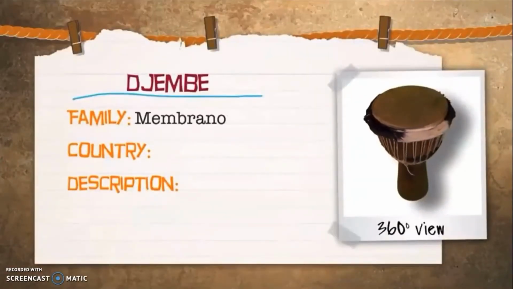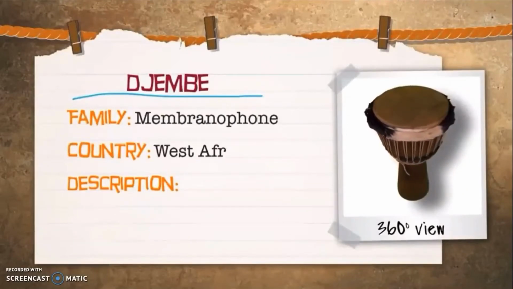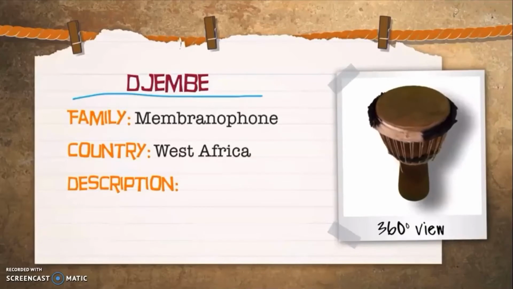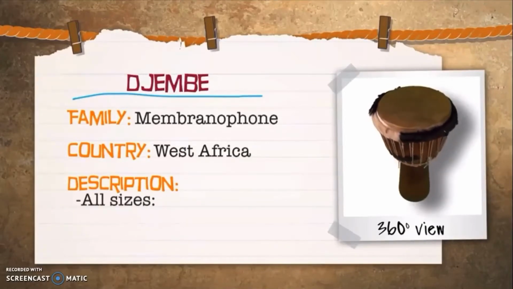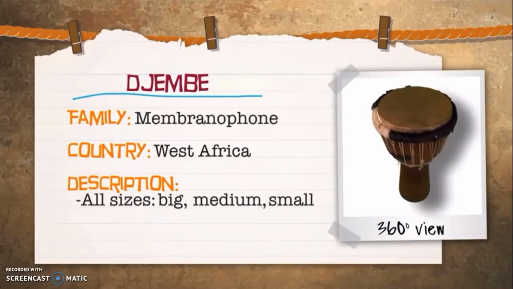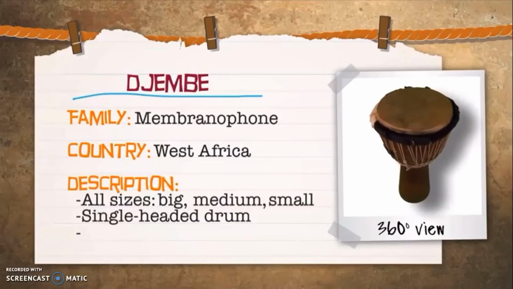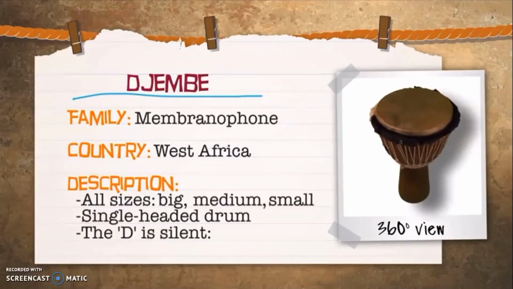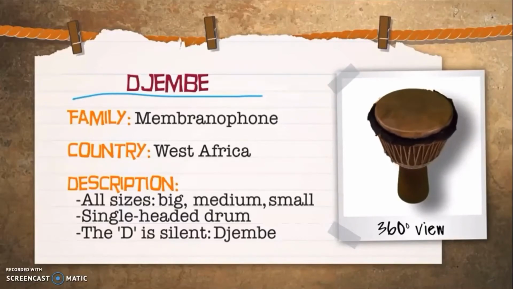Time for the djembe review. A djembe is a membranophone from countries in West Africa, like Guinea, Mali, Senegal, and the Ivory Coast. Here's the facts. Djembes are found in all different sizes, from big to medium to small. The djembe is a single-headed drum. Remember, the D is silent. Djembe. D-J-E-M-B-E. Great work.